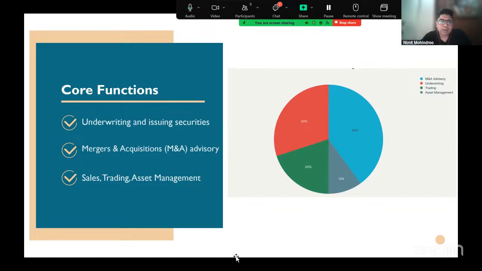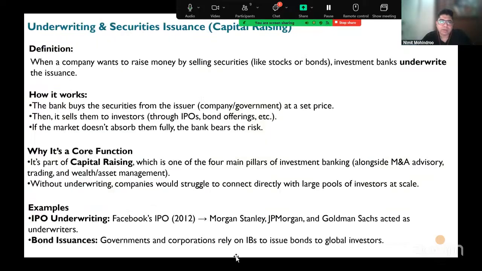Now we can dig a little deeper into each of these functions, how it works and what exactly it is. For example, underwriting in securities issuance: when a company wants to raise money by selling securities like stocks or bonds, investment banks underwrite the issuance. That is what underwriting and securities issuance is all about in simple terms.